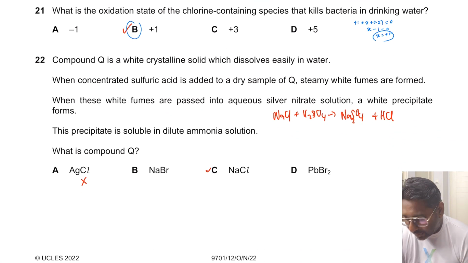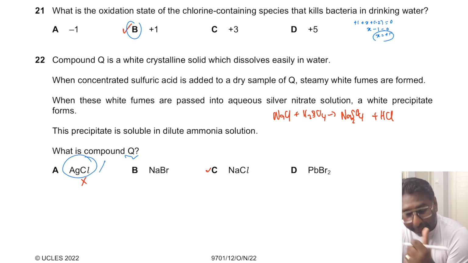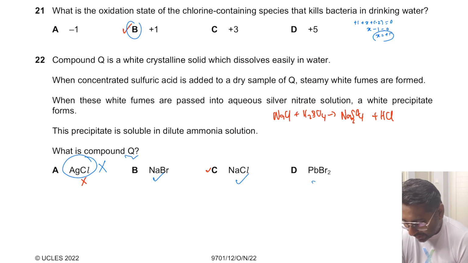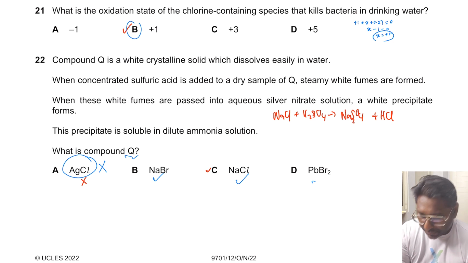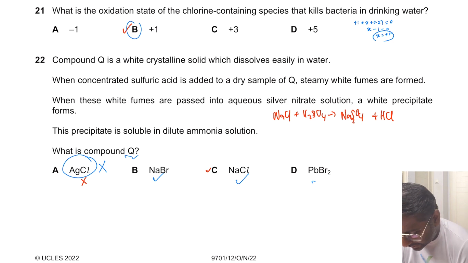Compound Q is a crystalline white solid that dissolves easily in water. First of all, you can eliminate certain options. Silver chloride cannot dissolve easily, it's a precipitate. So maybe this is possible, this is possible; this one I'm not sure, but we can wait. Then when concentrated sulfuric acid is added, steamy white fumes are formed. When you add it to NaBr, NaCl or PbBr2, normally the steamy white fume we are expecting is HCl. But if you are not sure, it's still fine, we can skip this part.